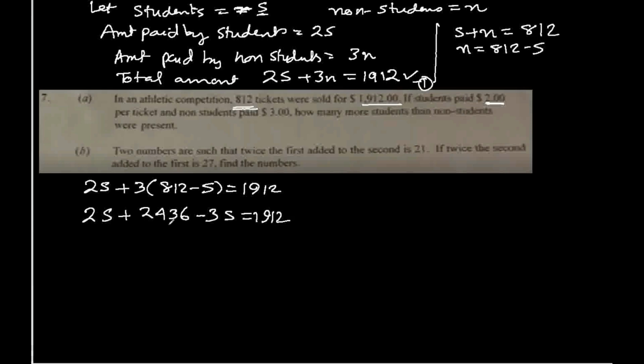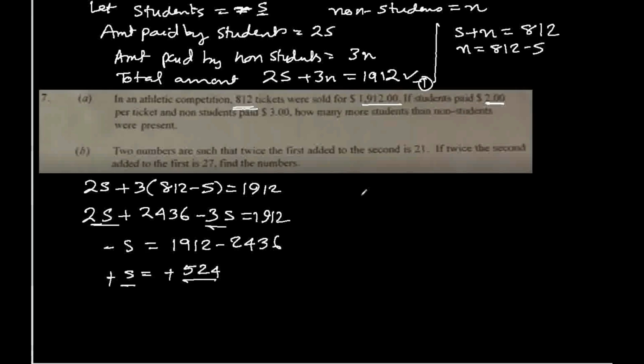So 2S plus 2436 minus 3S equal to 1912. So 2S minus 3S will be minus S equal to 1912 minus 2436. Minus S will be equal to negative 524. Yeah, so negative and negative cancel. That means the number of students were 524.